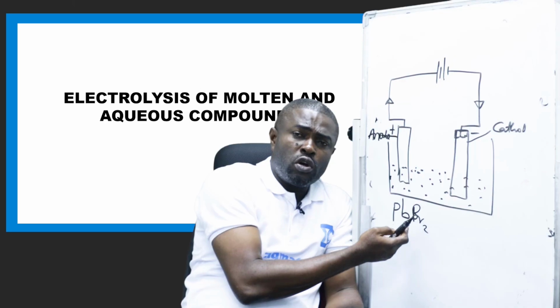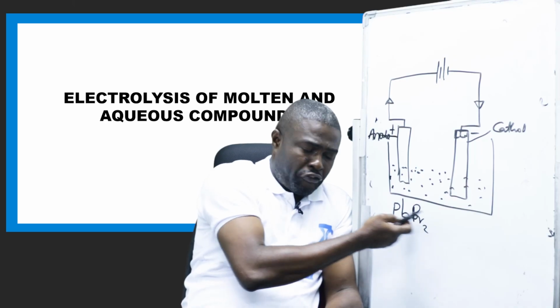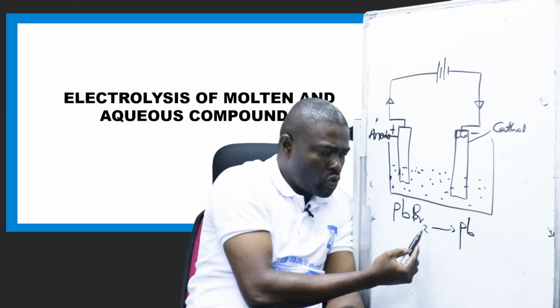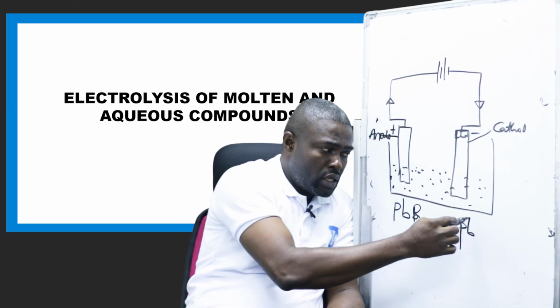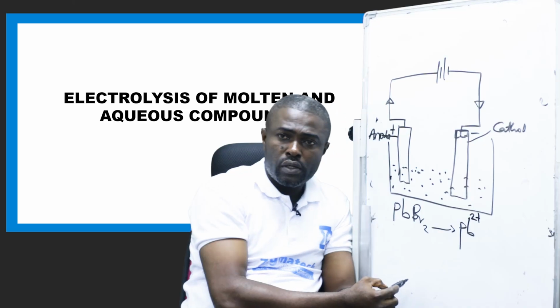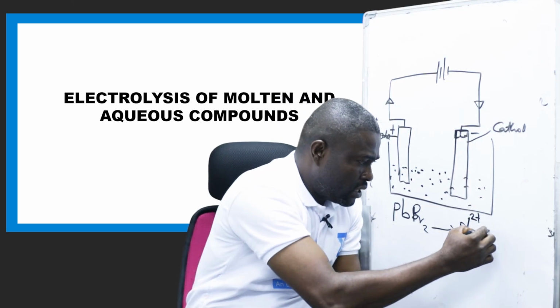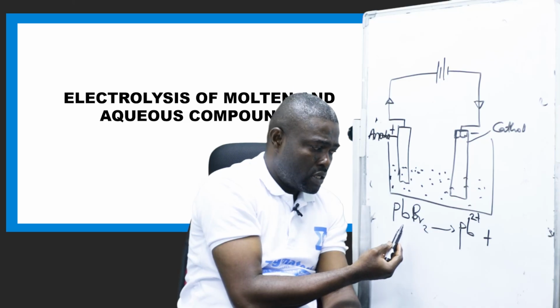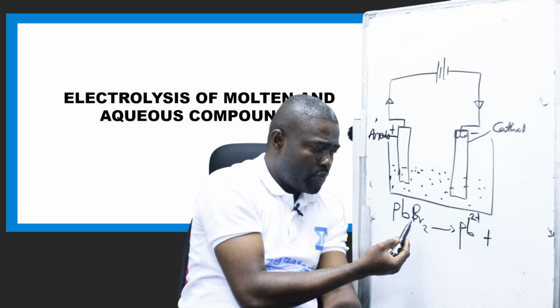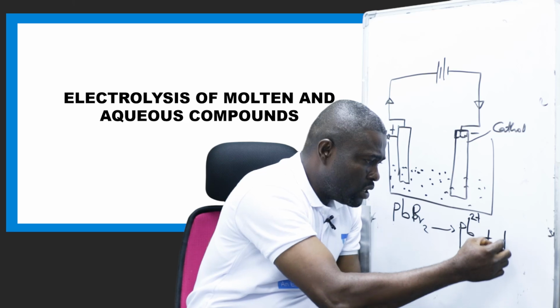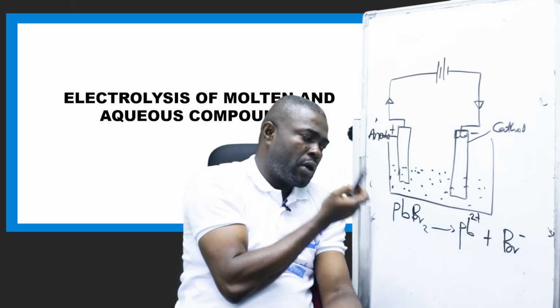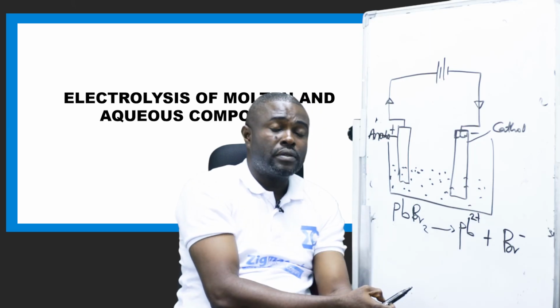So the two ions we can produce from this are simply lead-2, because this 2 is actually coming from lead. Lead-2. And the next one is what? Bromine. Right? The next one is bromide, Br minus, which is actually coming from the other side.